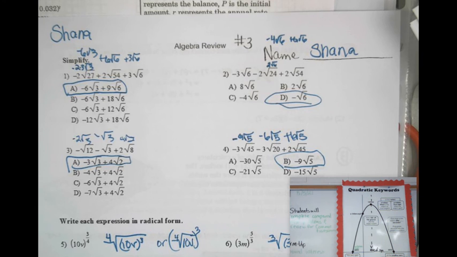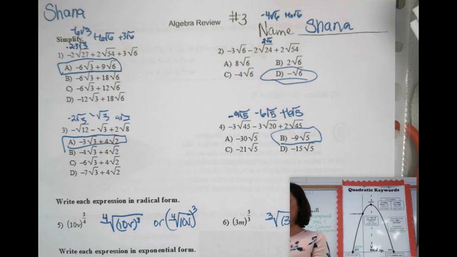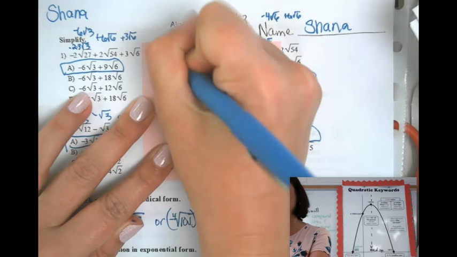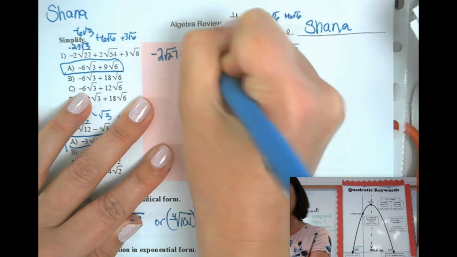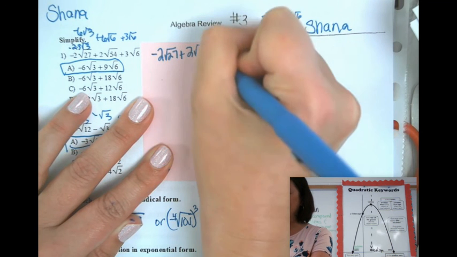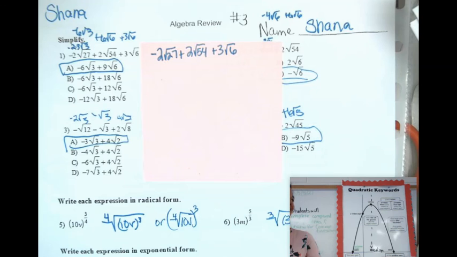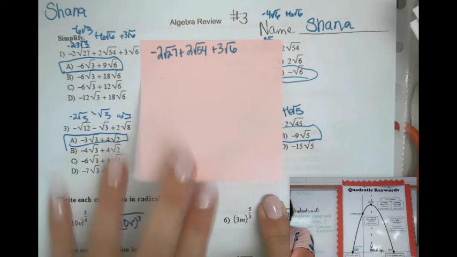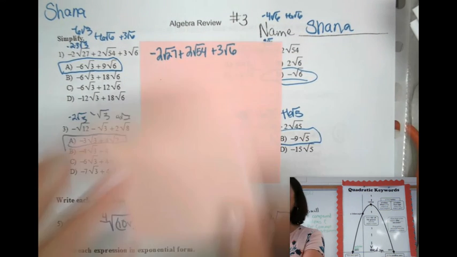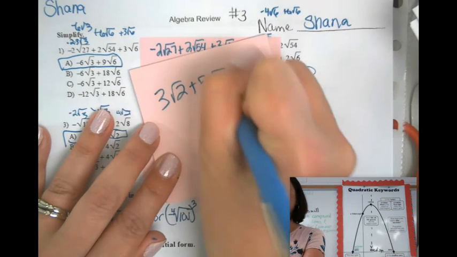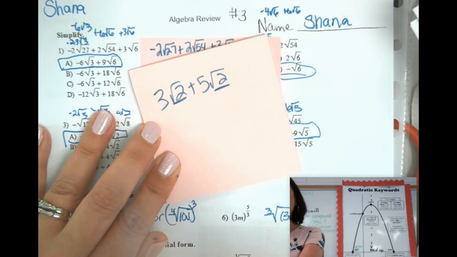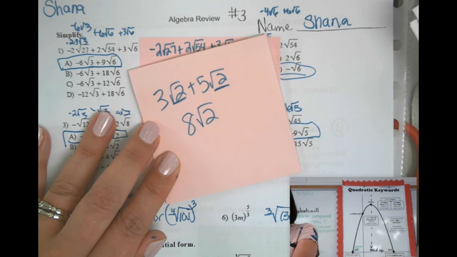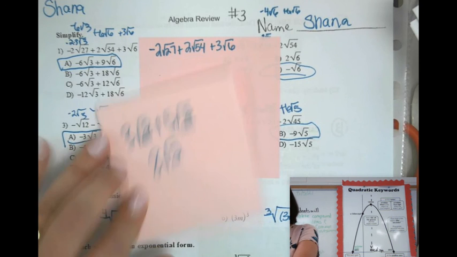So I'm going to use a sticky note since I don't have a lot of room here. All right, so the original problem is -2 square roots of 27 plus 2 square roots of 54 plus 3 square roots of 6. Okay, so it is possible, if I had one like this, 3 square roots of 2 plus 5 square roots of 2, these are what we call like terms, right? So in that case, I just add them together and it will be 8 square roots of 2. Do you guys agree? So what we've got to do is we've got to get these to their lowest terms to see do we have any matches, because we don't know if they have any matches.